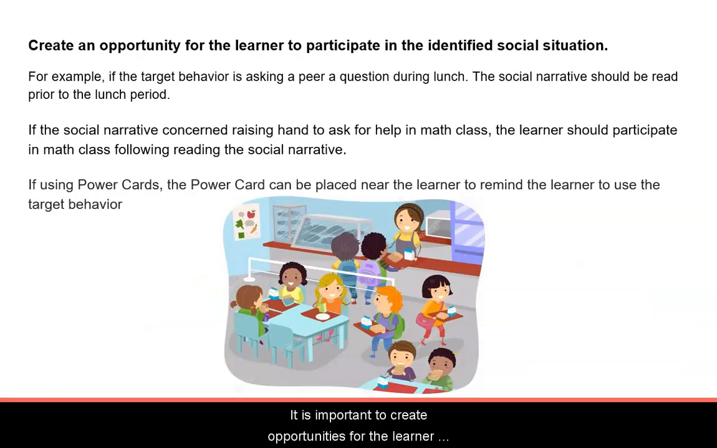It is important to create opportunities for the learner to practice the behavior in the context of the social situation. If the target behavior would be for a student to ask a peer a question during lunch, the social narrative should be read just before the student goes to lunch. A teacher or paraprofessional can enhance that skill by modeling asking a question and then having the student practice asking a question.